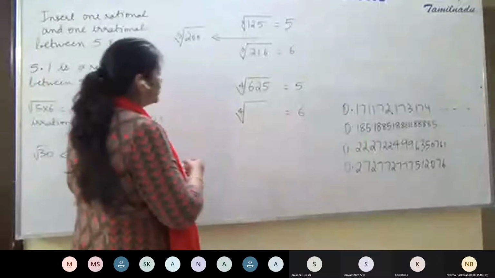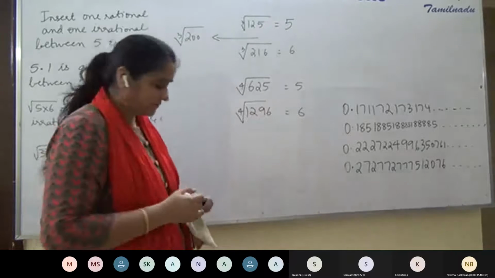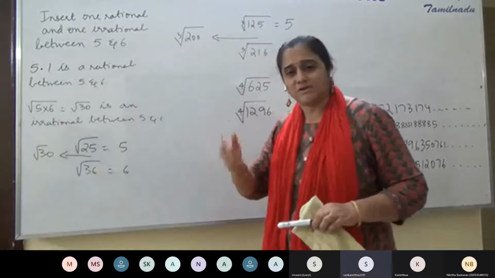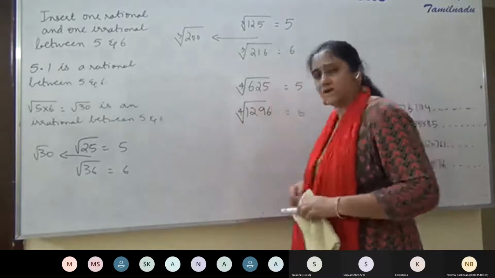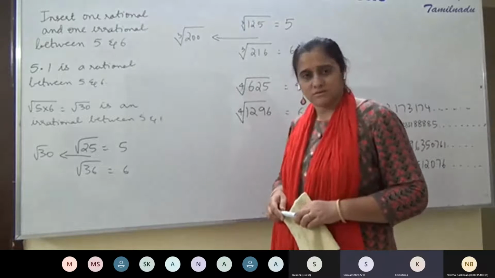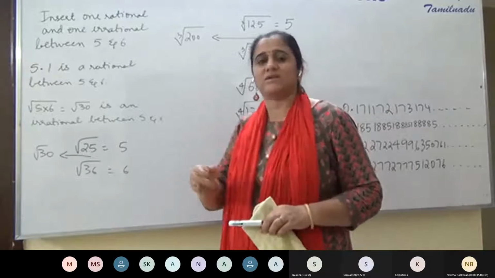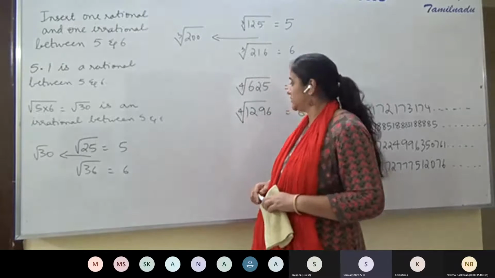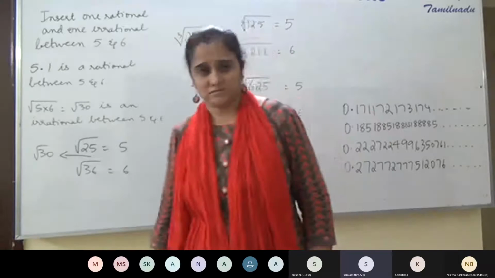So the fourth root of 1296 is 6. Now tell me some irrationals between 5 and 6. So irrationals between 5 and 6 are irrationals between the fourth root of 625 and the fourth root of 1296. Tell me. Fourth root of 1200. Sangamitra, tell me. Fourth root of 1200. Okay.